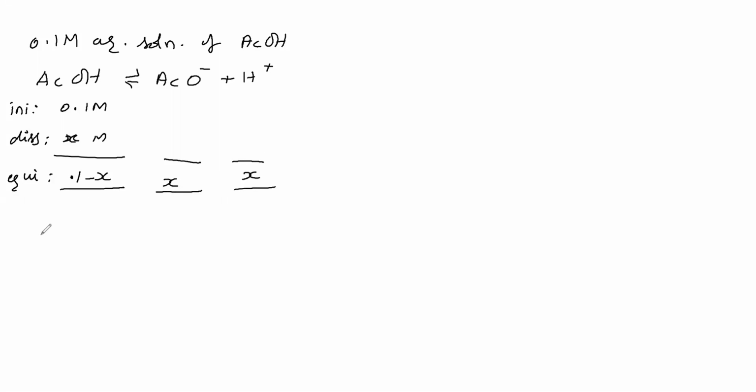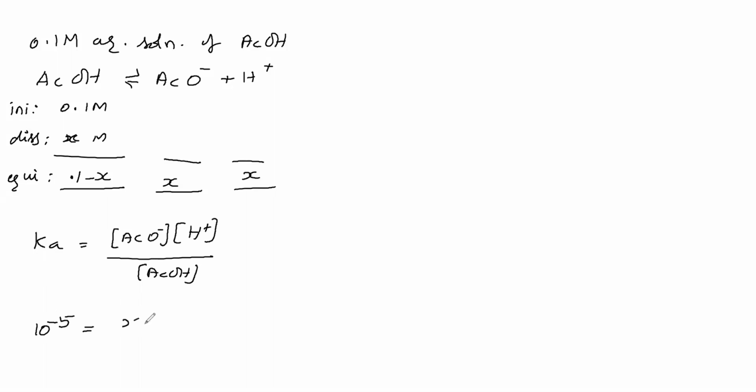Now we will take the equilibrium constant: Ka is equal to the concentration of acetate ion into the concentration of H plus ion by the concentration of acetic acid. Ka value roughly we will substitute as 10 power minus 5. Acetate ion is X, H plus is X, acetic acid is 0.1 minus X. Now shall we say 0.1 minus X is nearly equal to 0.1? That means X is negligible compared to 0.1.